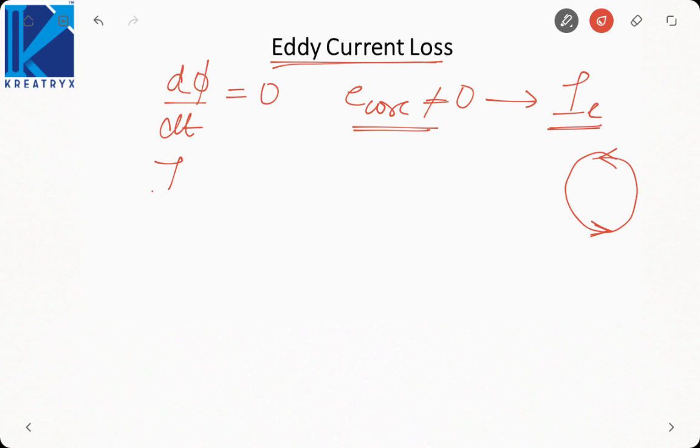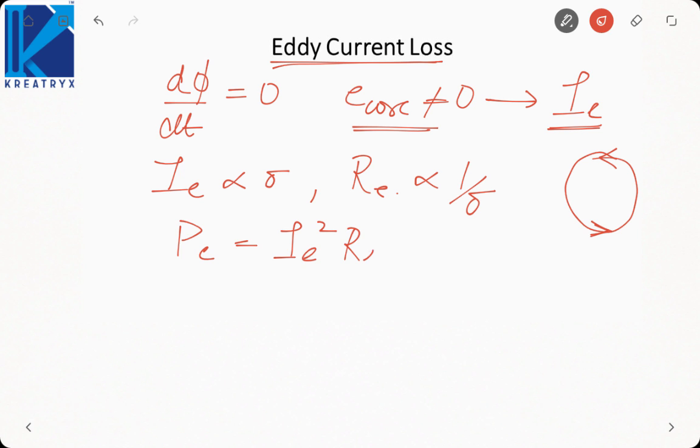Now this eddy current will be directly proportional to the conductivity of the core. The more the conductivity of the core, the more will be the eddy current. And the resistance of the core will be inversely proportional to conductivity. Resistance is rho L by A or L by sigma A. So resistance is inversely proportional to conductivity. Then eddy current losses, which are equal to IE square RE, will be directly proportional to sigma square into 1 by sigma, which is equal to sigma. So eddy current loss is directly proportional to the conductivity of the core.